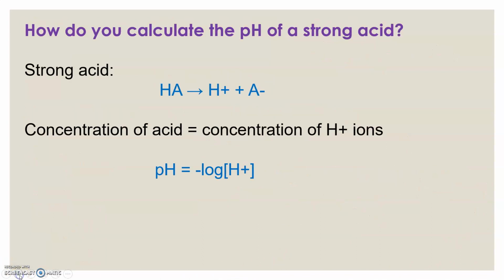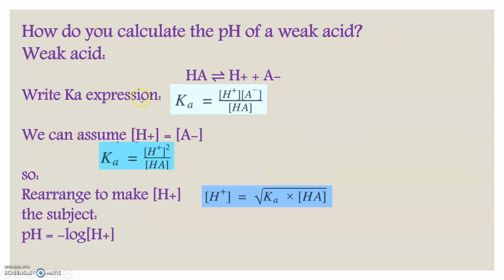Next. How do you calculate the pH for a strong acid? That's easy because a strong acid, same thing as the strong base, completely ionizes in water. So the concentration of the acid is equal to the concentration of hydrogen. Simple as that. And then you can determine the pH. So that was how to calculate the pH for a strong acid, which is actually very easy, because they completely ionize.